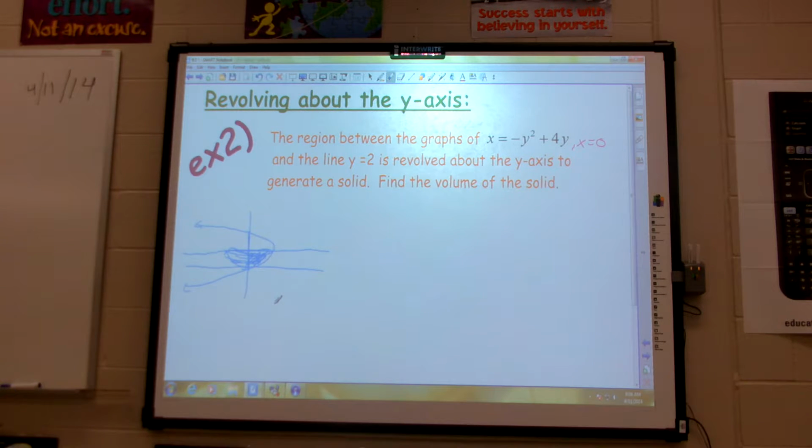And when I say draw a picture, that does not mean draw the area. No, no, no. It means draw the solid. So I see a couple of your papers that only have the area drawn. I should see it reflected with those circles like I drew.